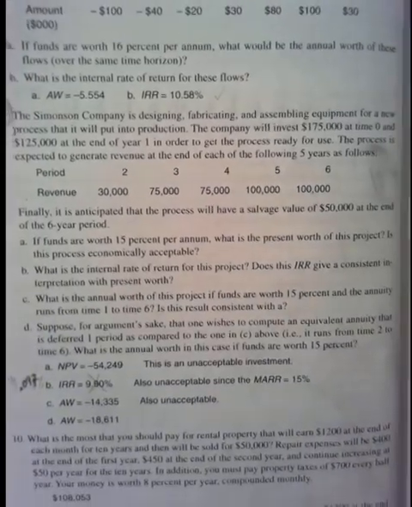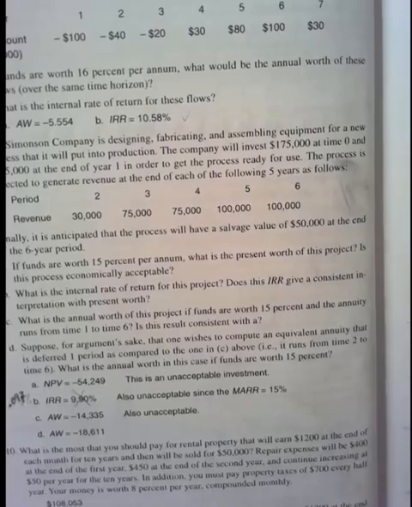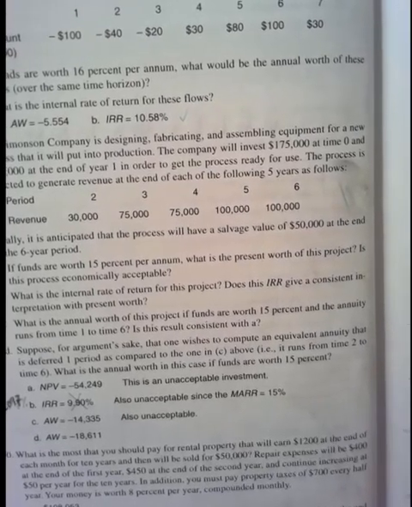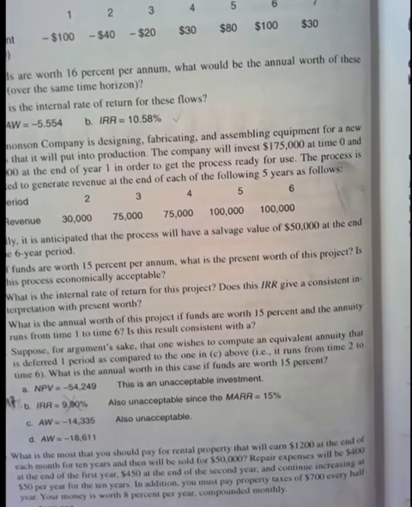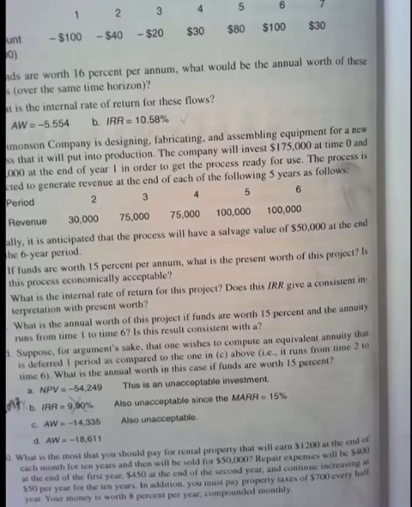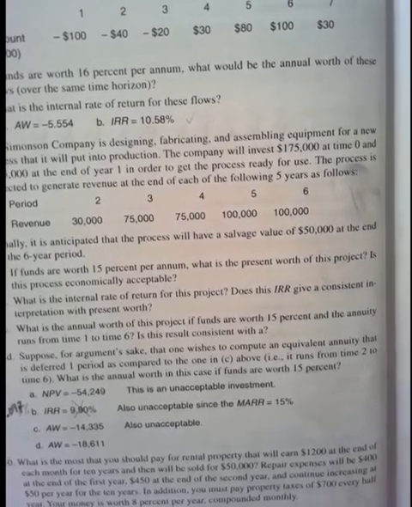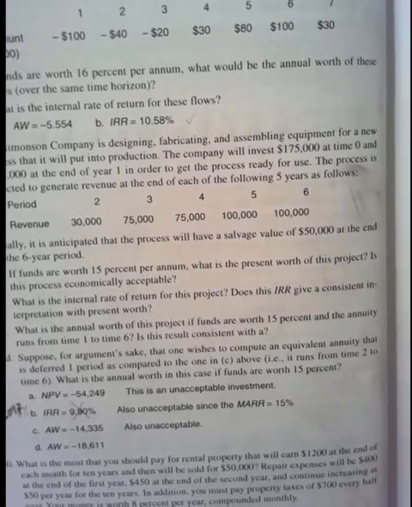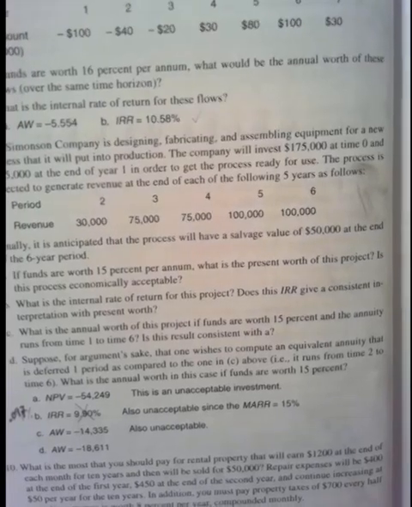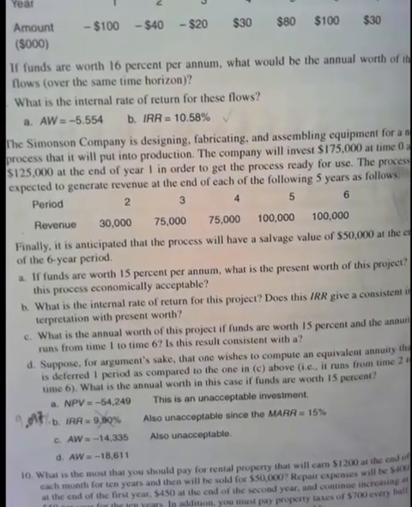Anyway, I'm going to read. The Simonson Company is designing, fabricating and assembling equipment for a new process that will be put into production. The company will invest $175,000 at time 0 and $125,000 at the end of year 1 in order to get the process ready for use. The process is expected to generate revenue at the end of each of the following 5 years as follows. So we have a timeline here starting at time 2 to 6.